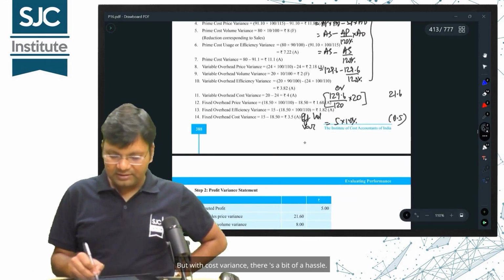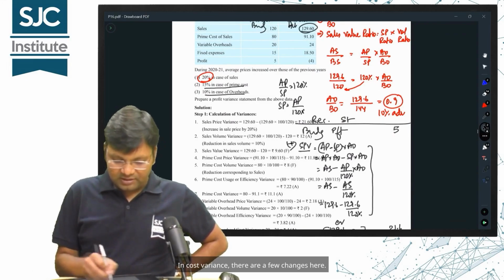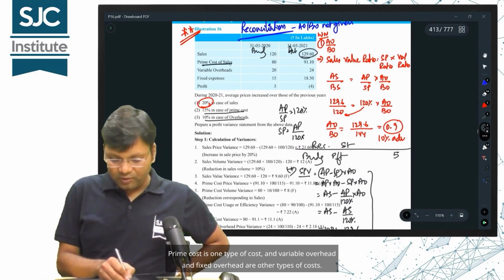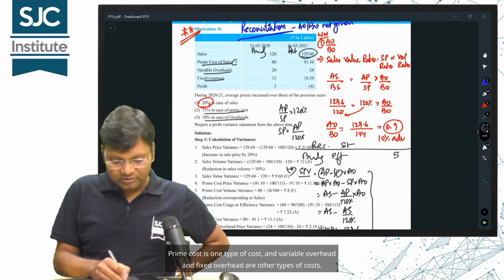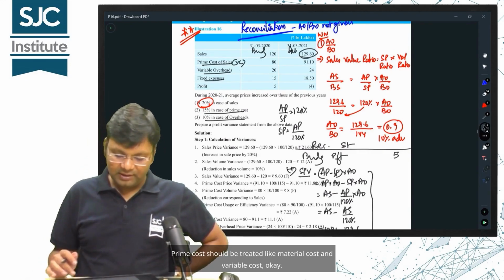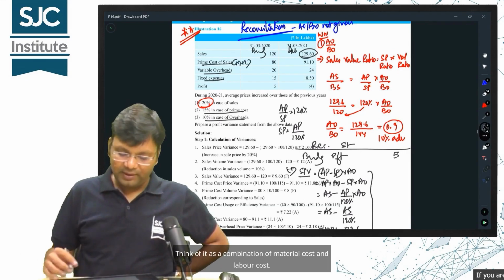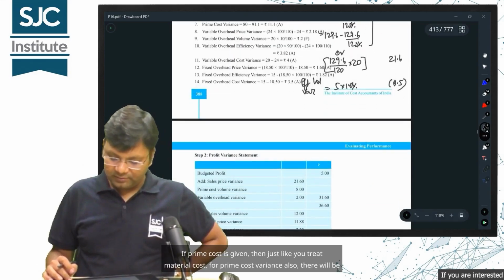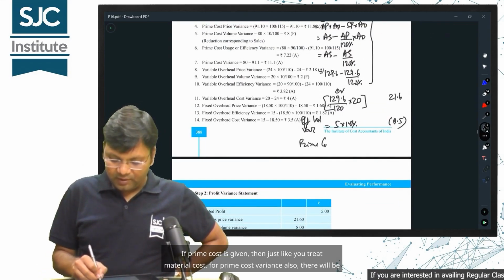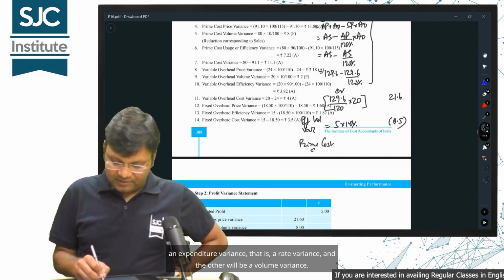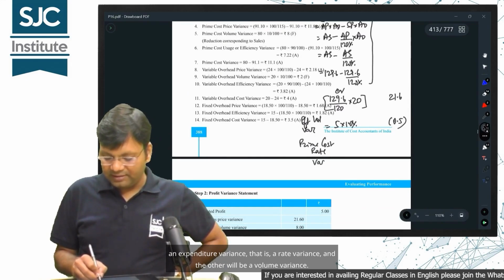But with cost variance, there's a bit of a hassle. In cost variance, there are a few changes here. Prime cost is one type of cost, and variable overhead and fixed overhead are other types of costs. Prime cost should be treated like material cost and variable cost. Think of it as a combination of material cost and labor cost. If prime cost is given, then just like you treat material cost, for prime cost variance also, there will be an expenditure variance, that is, a rate variance, and the other will be a volume variance.